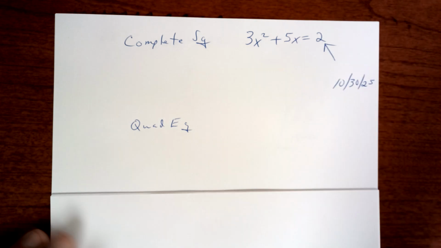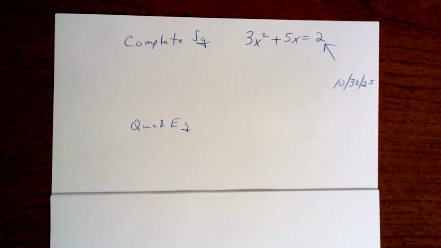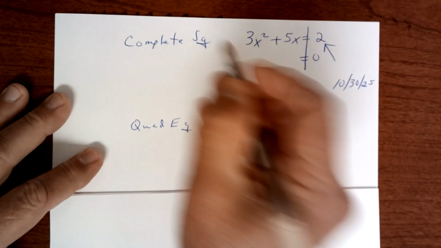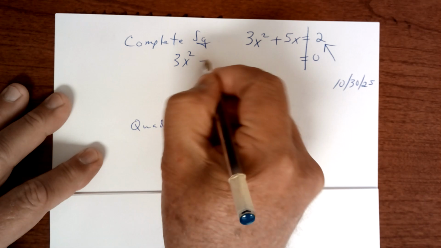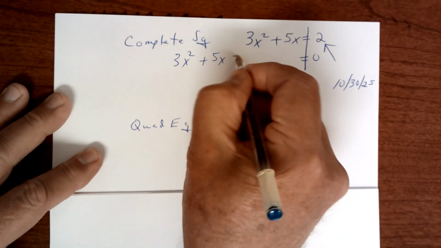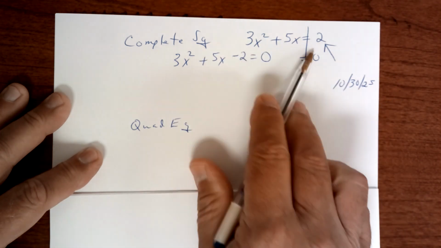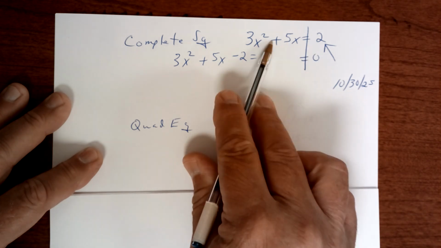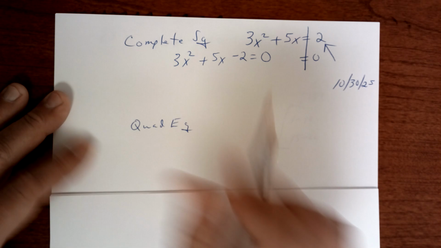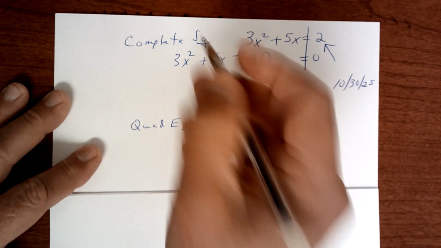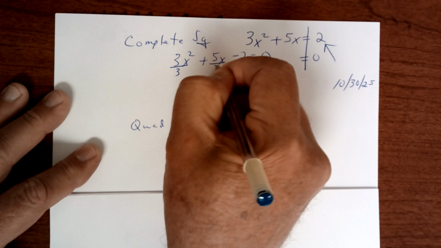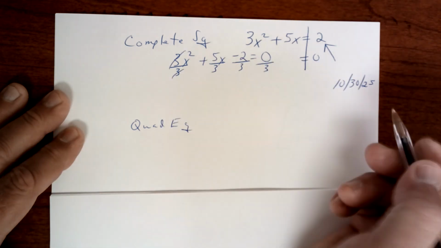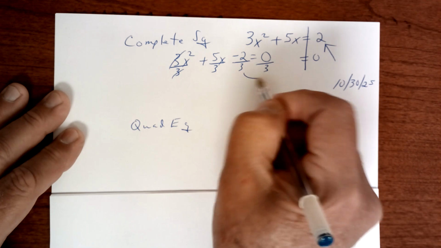Okay, so we're going to complete the square. In order to complete the square, you first have to get it equal to 0. Make sure you change the sign when you move it to the other side. Okay, so to complete the square, you're going to divide everything by 3. So at this point, you're going to take the 2/3 and move it to the other side.